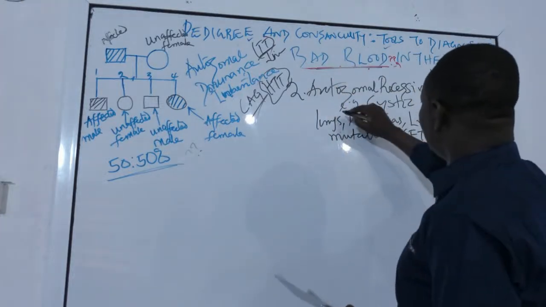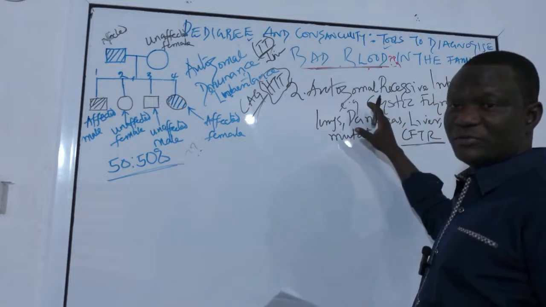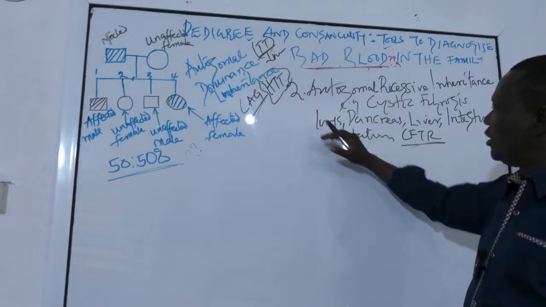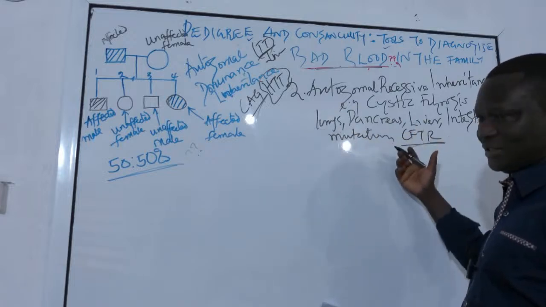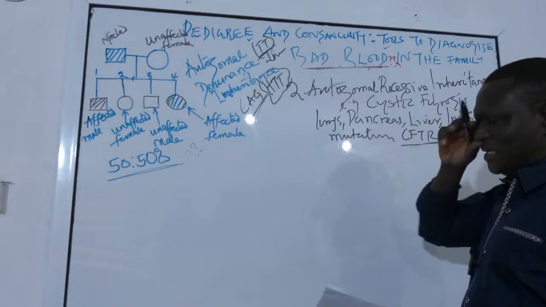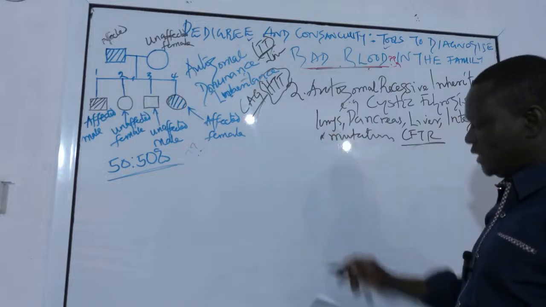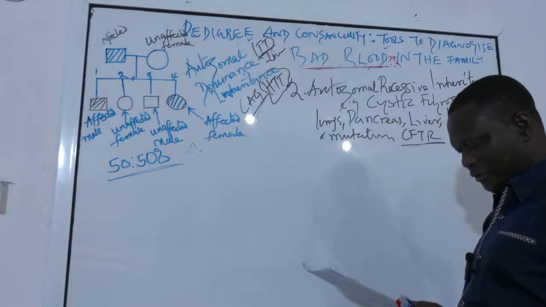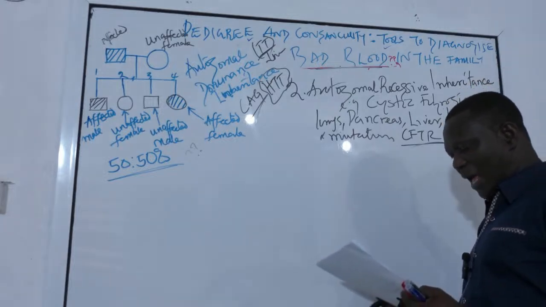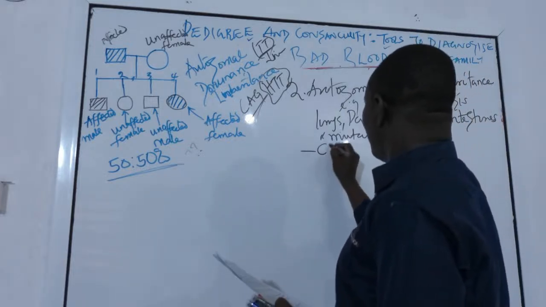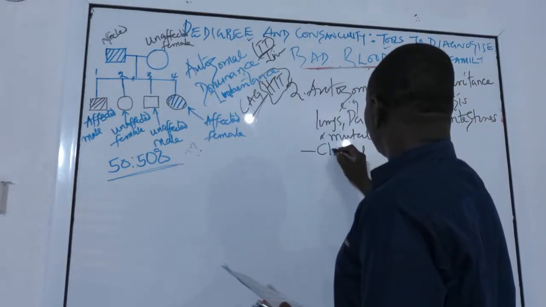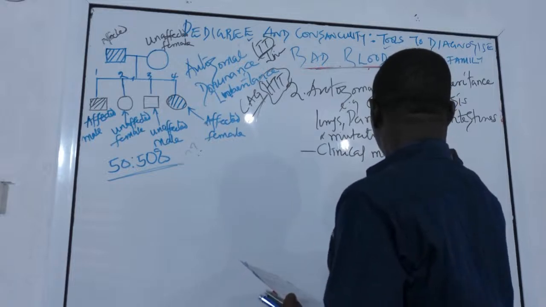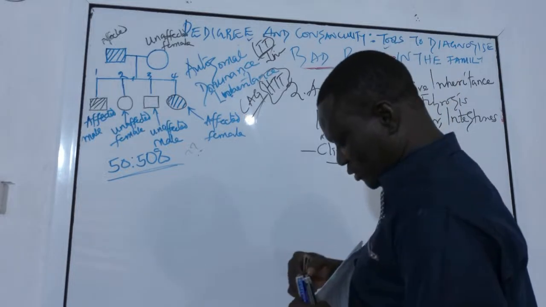So, the autosomal recessive inheritance in the case of cystic fibrosis, which affects major organs, the lungs, the pancreas, the liver, and the intestine, is as a result of a mutation in a gene that is known as CFTR. Okay, and let's now look at the major clinical manifestations of somebody with this kind of condition.